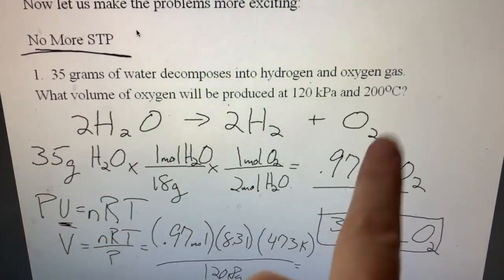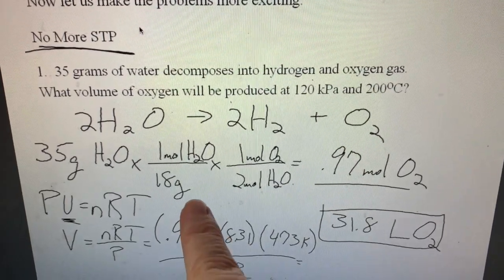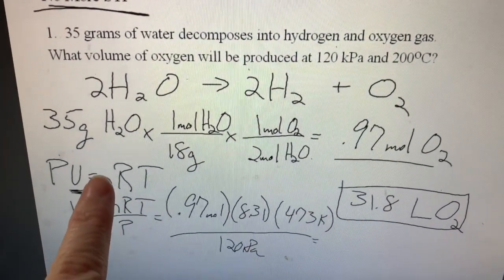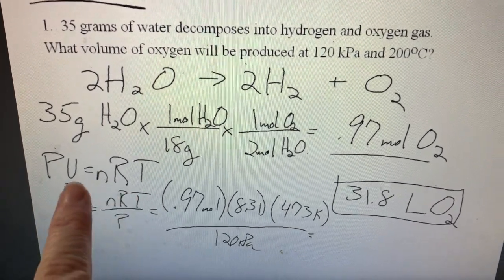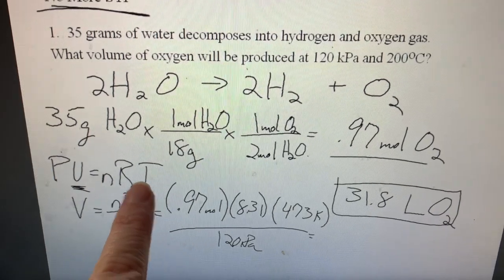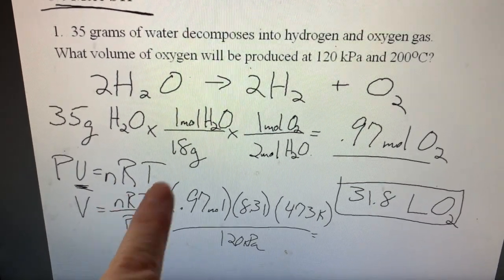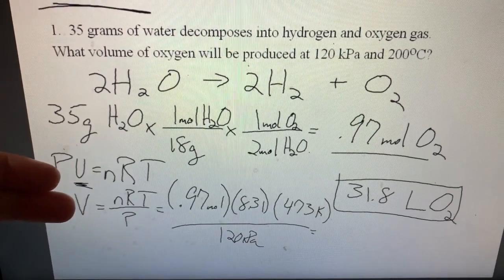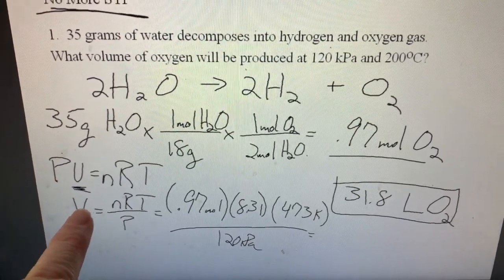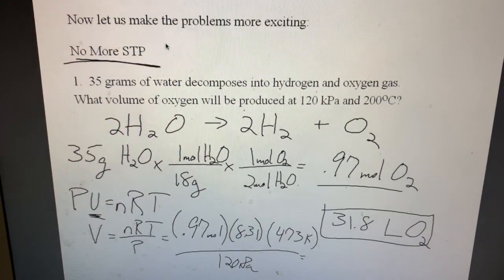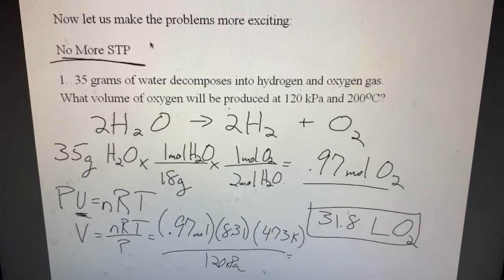Well, I don't have a conversion directly from moles to liters, but I know if I find my moles of O2, I can then use the ideal gas law to find the volume because I have my pressure, I always have R, I have my temperature, and now you have your moles. So you've done a stoichiometry problem, and now you're going to use the ideal gas law to solve for volume. All right, because again, you cannot use 22.4 if you're not at STP.